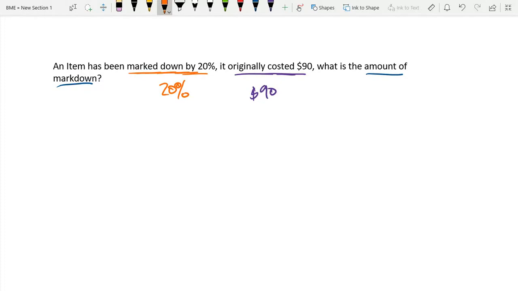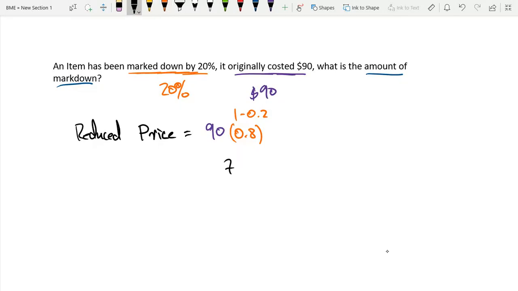So now to find the reduced price, and then using our reduced price, we can find the amount of markdown. Our reduced price is going to be equal to 90, the original cost, times 1 minus the markdown. Because the value that you're retaining is whatever your initial value is minus whatever value you're taking away. So in this case, we're taking away 20%. So that would be times 1 minus 0.2, 1 minus 20%, 100% minus 20%. So that's equal to 90 times 0.8. If I do this, 90 times 0.8, I get 72. So that's 72, nice clean number.